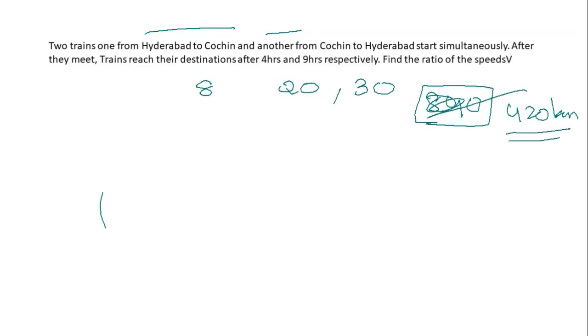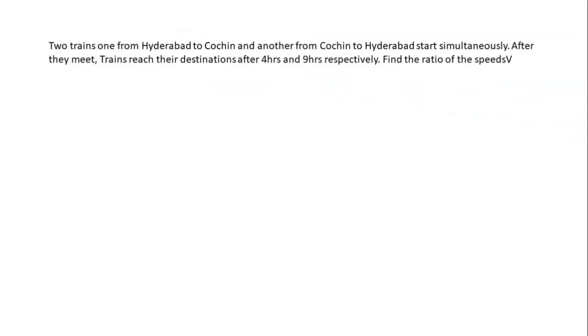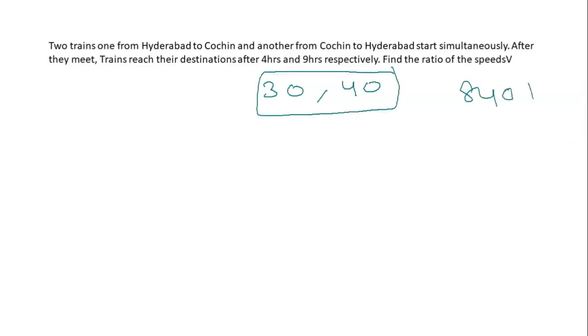Two trains, Hyderabad to Cochin and another from Cochin to Hyderabad, start simultaneously. After they meet, the trains reach their destinations in 4 hours and 9 hours respectively. What is the ratio of the speeds? Okay, I'm sorry, I'll take their speeds as 30 and 40 instead of 20 and 30, and maybe I'll take the distance as 840 kilometers. This is for a purpose.